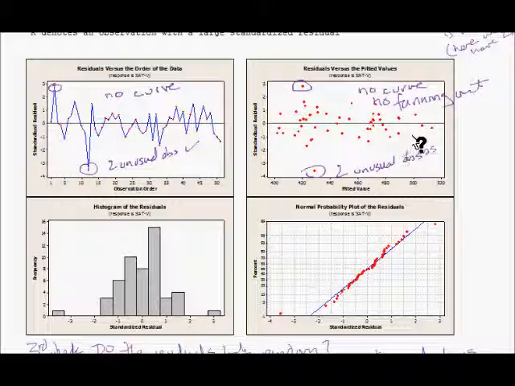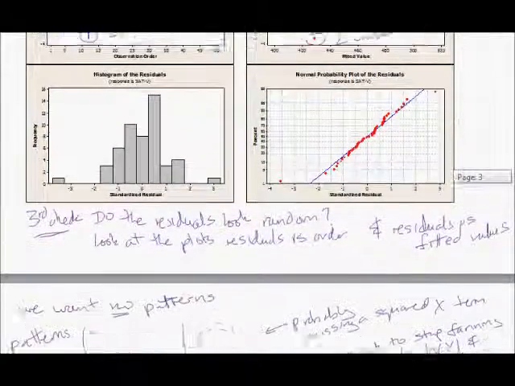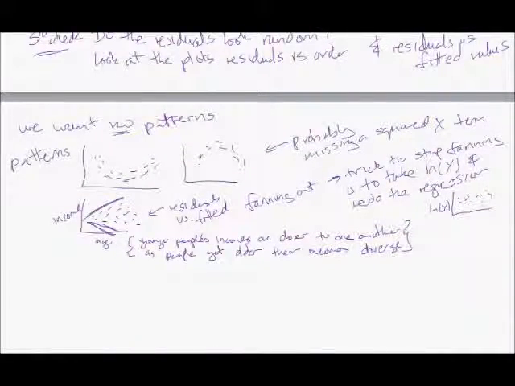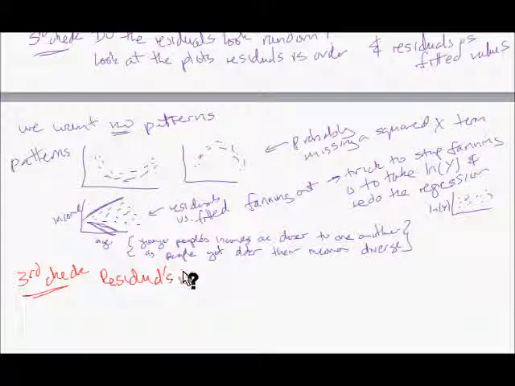So here, for this third check, for randomness, residuals randomness, we're okay here. Oop, it's an ugly okay. There we go. So as far as the residuals randomness, we're okay here.